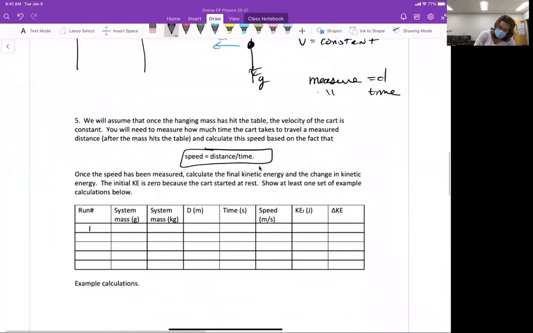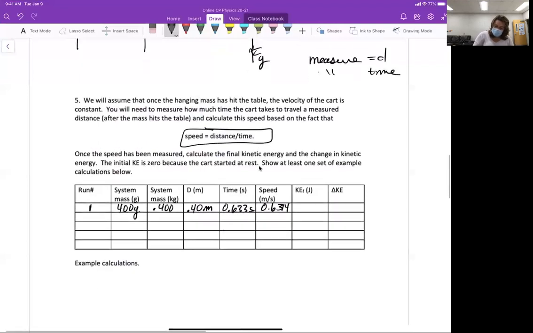So again, this is still run 1. System mass was 400 grams. That's what I had loaded. I'm going to convert that to kilograms because we're going to need it. And I just measured that distance to be 40 centimeters, which I need to make in meters. I measured the time that it took to do that at 0.633 seconds. And I calculated the speed then to be 0.6314. Okay, and let me show you an example calculation.